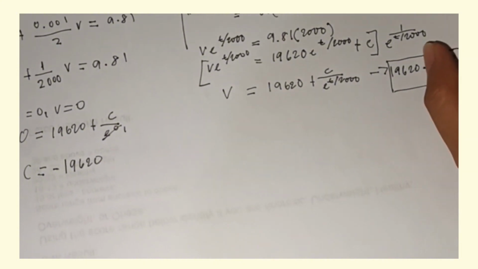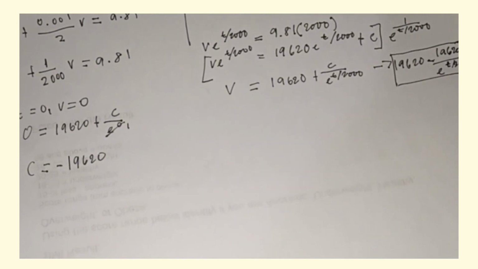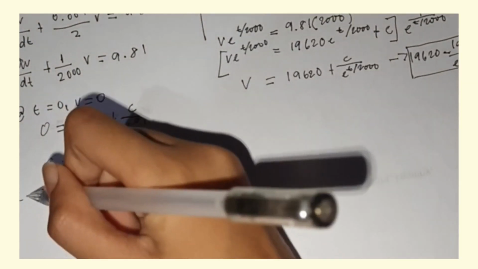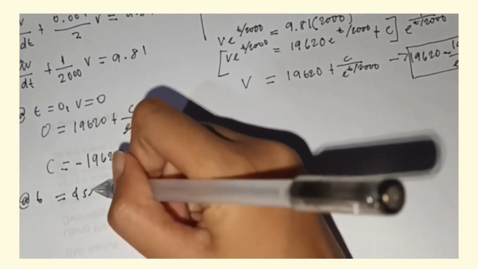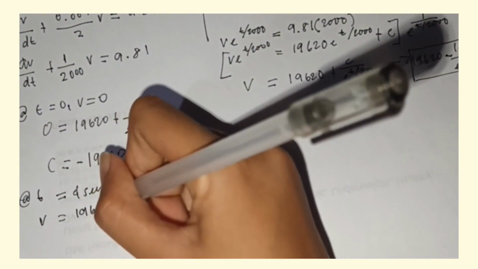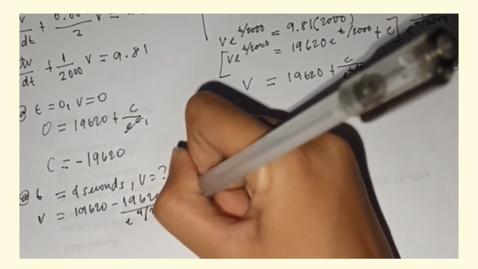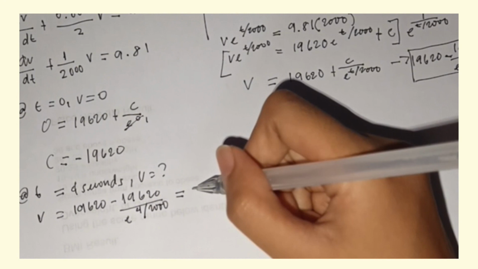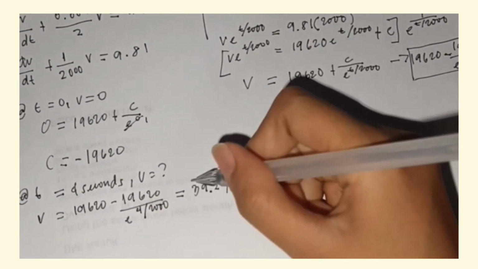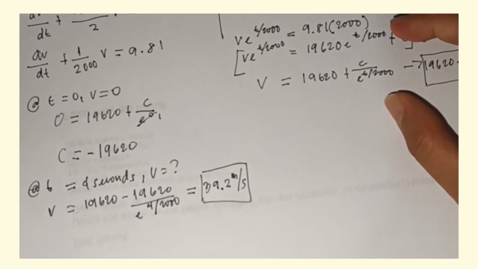But what is being asked is the velocity and distance traveled by the ball after 4 seconds. So at time equals 4 seconds, what is V? V is equal to 19620 minus 19,620 over e raised to 4 over 2,000. And our answer should be 39.2 meters per second. So we have answered the first question. How about the second question?